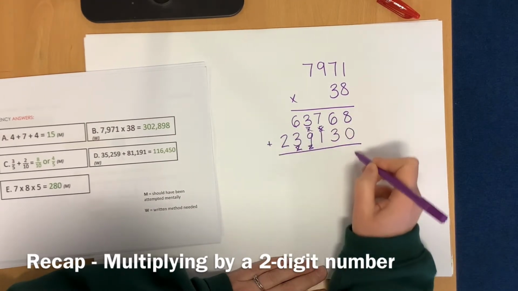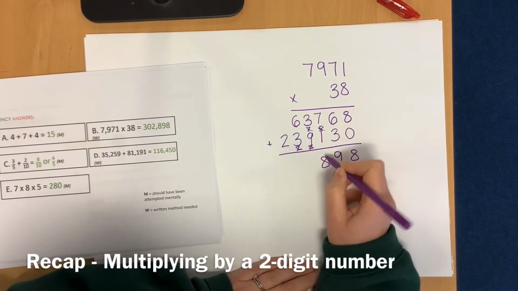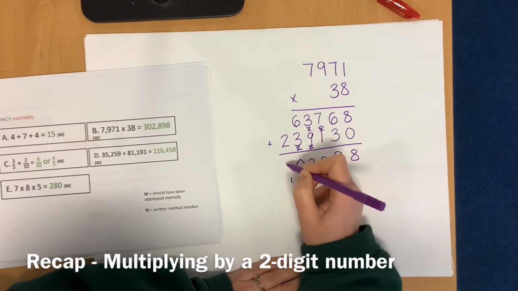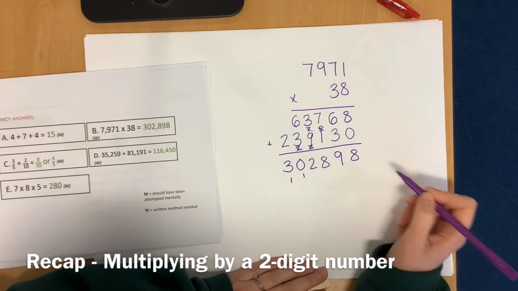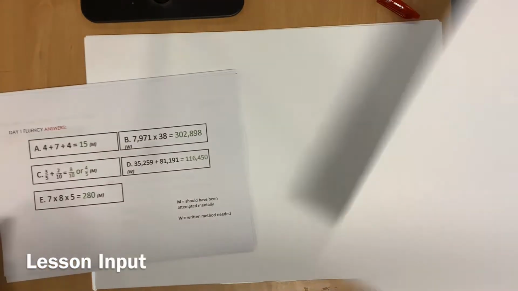Then I add them together: ones, tens, hundreds, thousands, tens of thousands, hundreds of thousands, 302,898. Okay, right, moving on then.